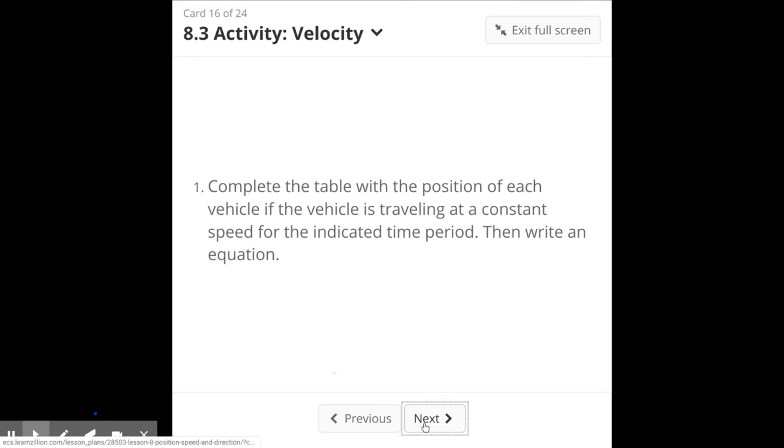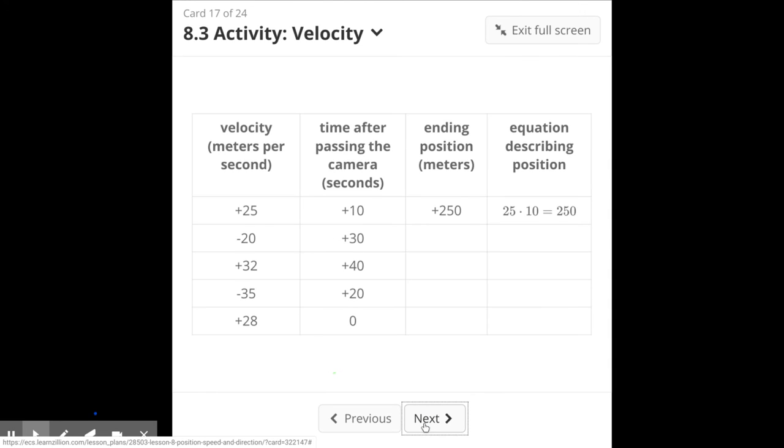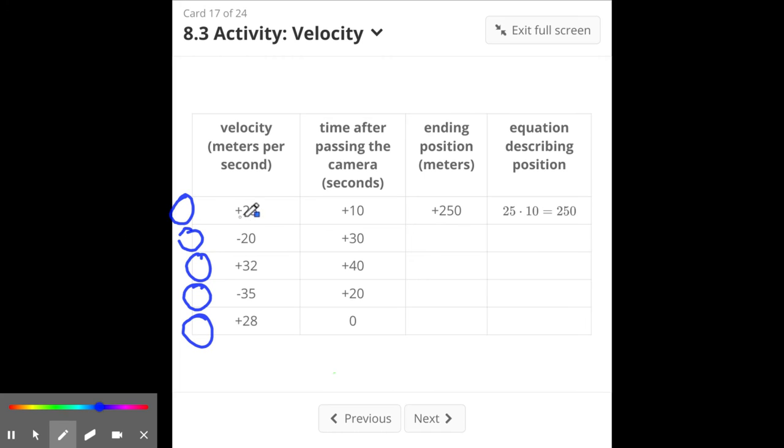All right. Complete the table with the position of each vehicle if the vehicle is traveling at a constant speed for the indicated time period, and then write an equation. This is very similar to what you just did. The main difference is that we are just going to assume that we have a starting position of 0. So in front of these, you could put a 0 for the starting position if you're thinking about that formula we were working on, because each time you're going to start at 0. Then you're going to either move to the right or the left, to east or west.